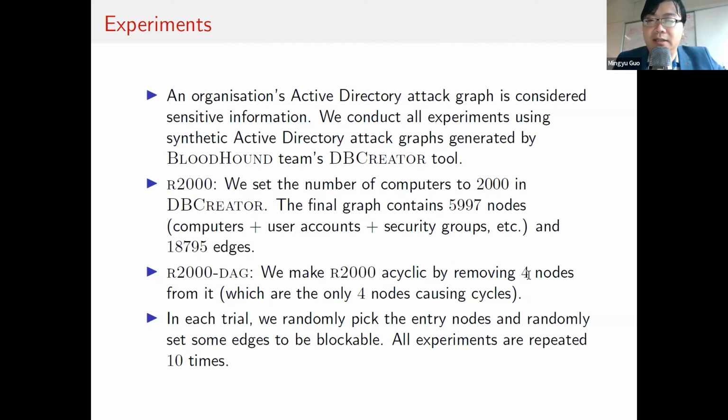We can argue that the IT admin can throw in additional monitoring resources on these 4 nodes so that the attacker is not going to touch them at all. If that is the case, then the graph is acyclic and we can apply all 3 algorithms. Otherwise, the DP-based tree decomposition-based algorithm can only be considered a heuristic instead of an exact solution. And then in each trial, we randomly pick the entry nodes and randomly set some edges to be blockable, and all experiments are repeated 10 times.